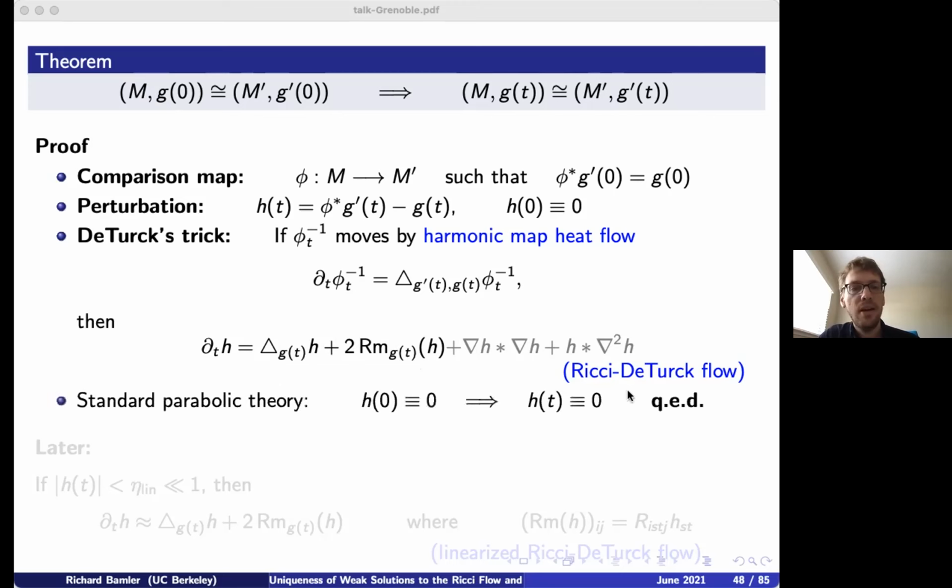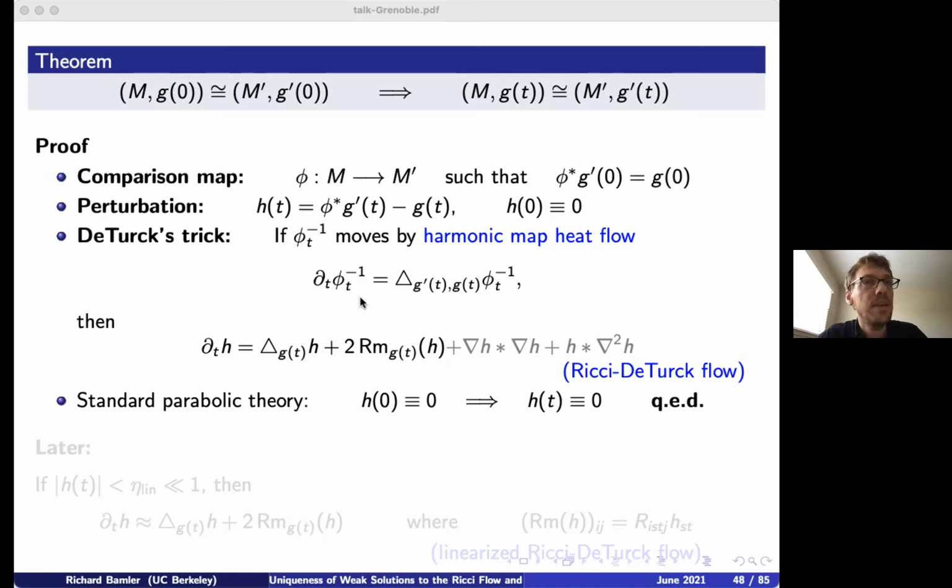And now we can just apply standard parabolic theory, and we get uniqueness of solutions of this equation. Since h at time 0 is 0, h has to be 0 everywhere. Okay? So that means phi has to remain an isometry. Then we inspect this equation again, and we see that actually phi didn't move at all. Okay, so this is the proof that we want to use. We somehow evolve the comparison map by harmonic map heat flow.